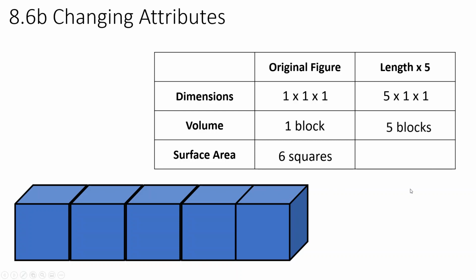The surface area. 6 squares was covering the original cube. Now I see 1, 2, 3, 4, 5 on the front, 5 on the top, and 1 on the side. So that's 11 that we see, 22 total, because there's 11 that we don't see in this picture.